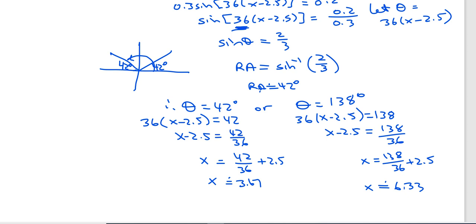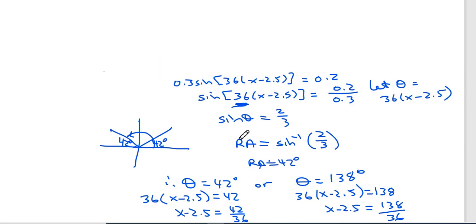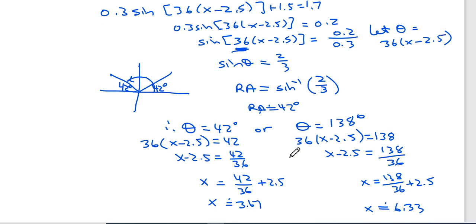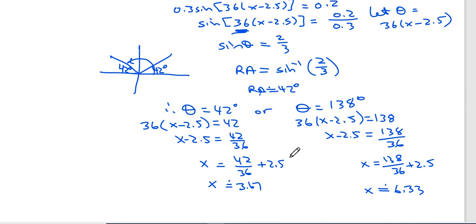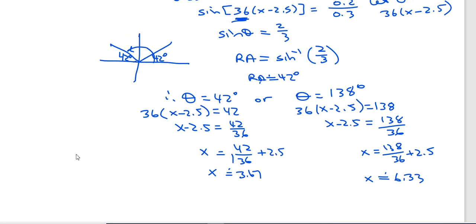So let me go back to the question. In this case, it says, at what times is Dan 1.7 meters above the floor? Okay, it doesn't say, so we can give our answer for just the one cycle. So that's the same as in question B. If it doesn't specify how many cycles to give the answer for, or for what period of time, then we can assume it's just one cycle. Since my k was 36, and I know from the graph that the period is 10, if it asked us for more times, we would have to add 10 to each of these times again and again until we get all the times that they want. So right now, I'm done the question.